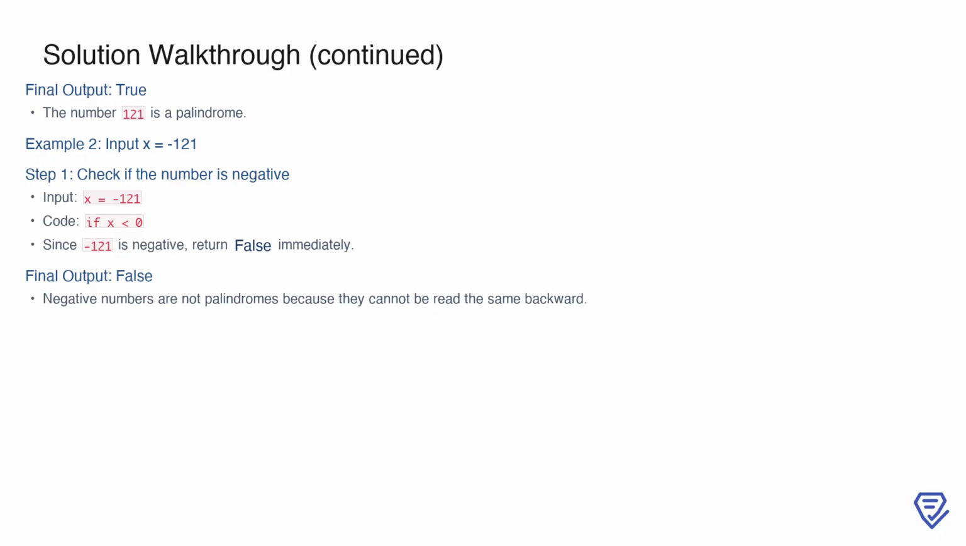Since -121 is negative, we can immediately conclude that it is not a palindrome. This is because negative numbers include the negative sign, which makes them read differently backward. For example, reversing -121 would result in 121-, so it cannot be the same. As a result, the function directly returns false without any further steps. This highlights an important optimization: negative numbers are never palindromes, so we can skip the string conversion and reversal entirely.